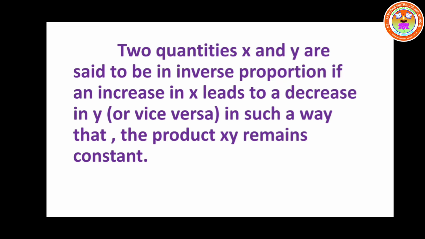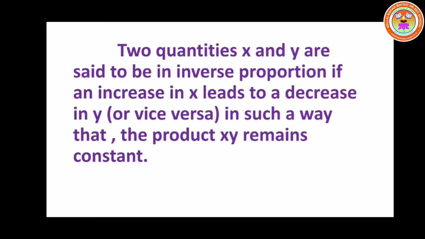I think now you have a clear idea about both, direct and inverse proportion. What did you learn in the direct, children? The two quantities x and y should both increase or both decrease. That is called a direct proportion. And what is the formula for that one? x by y remains constant. In direct proportion, x divided by y remains constant.